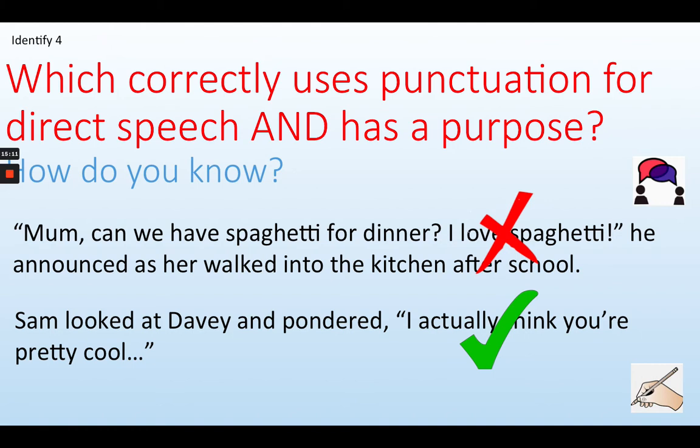It says, Sam looked at Davy and pondered, "I actually think you're pretty cool." Take a moment here and decide, what does that second example tell us about Sam? Well done. It tells us that Sam is starting to like Davy, and this is a key point. That is a very important part of the story, isn't it, Year 6?